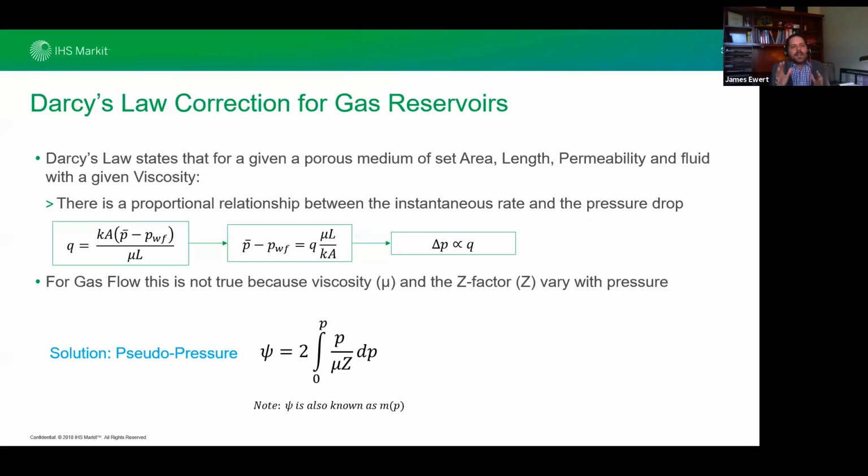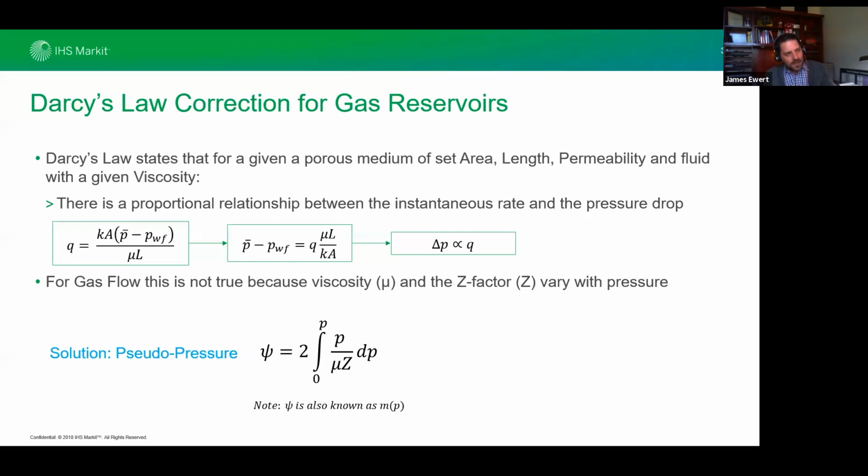So Darcy's law states that for a given porous medium of set area, length, and permeability, and a fluid with a given viscosity, there's a proportional relationship between a rate change and a pressure drop. So if you change the rate, your pressure changes and vice versa. And for oil above the bubble point, that's true. For water, that's super true. For gas, it starts to get a little crazier. And that's because the viscosity and the Z factor vary so much with pressure. And so there's a correction that we use that's called pseudo pressure.